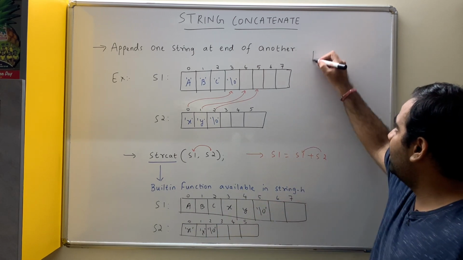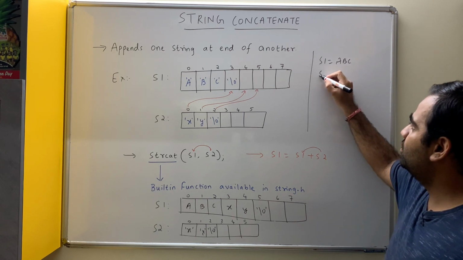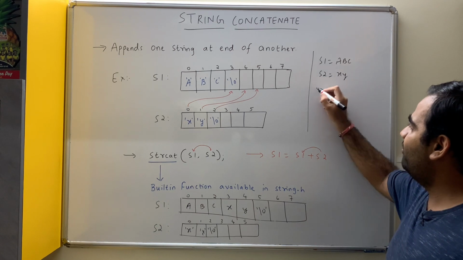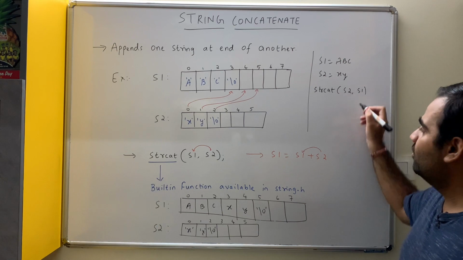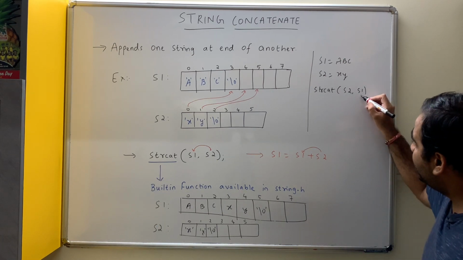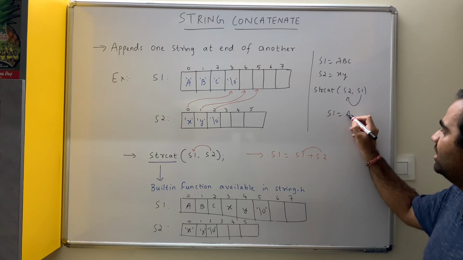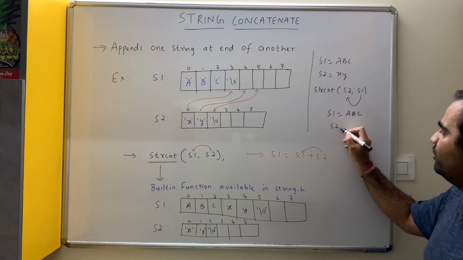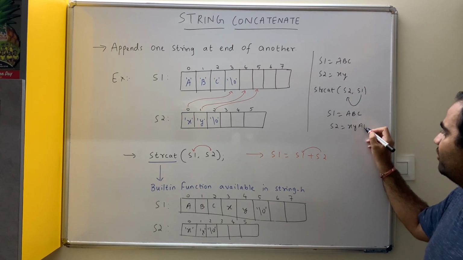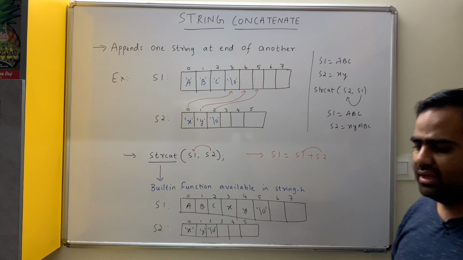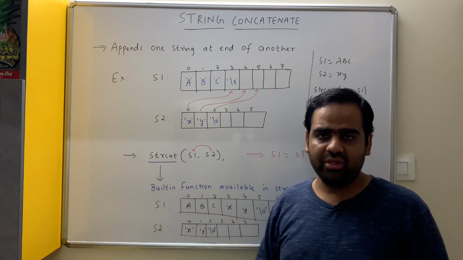Now say for example, if I say S1 is equal to ABC and S2 is equal to XY, and if I say strcat of S2 comma S1, what does it mean? It means that S1 is added at the end of S2, therefore S1 will remain ABC and S2 will become XY ABC. This is what the built-in function strcat does.